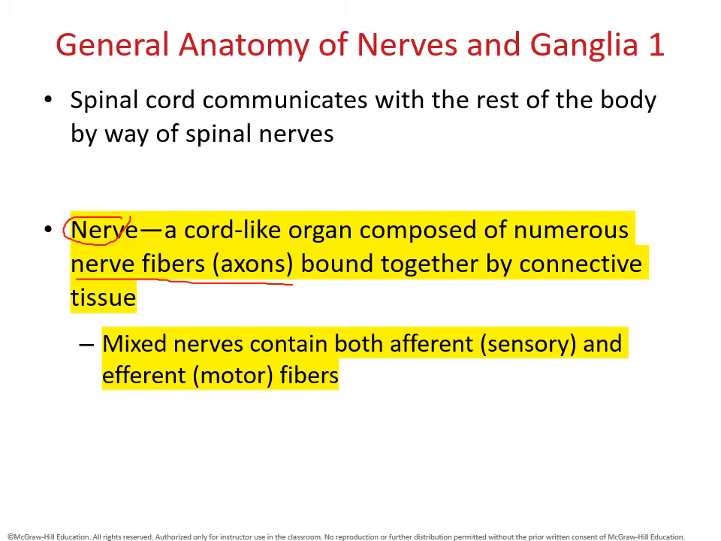Now, some of these will be for sensory, so afferent, and some of them will be for motor, efferent, and a lot of times a nerve will have a combination of both. So they will have some axons that are dedicated for sensory, remember, those are on the posterior end, and then some that are dedicated for motor neurons, those are going to be on the ventral anterior end. And the nerves are extremely important because remember, that's the part that radiates out from the spinal cord. So this is what allows for the rest of the body to have its full communication with the nervous system.